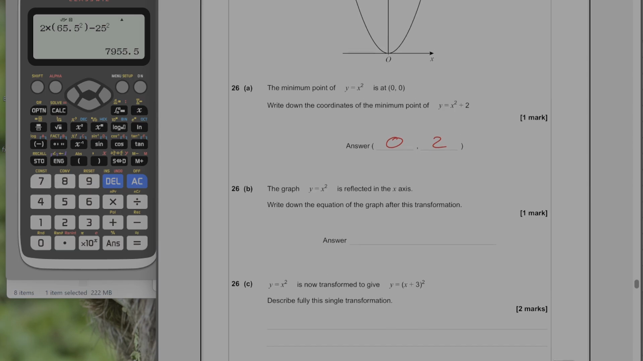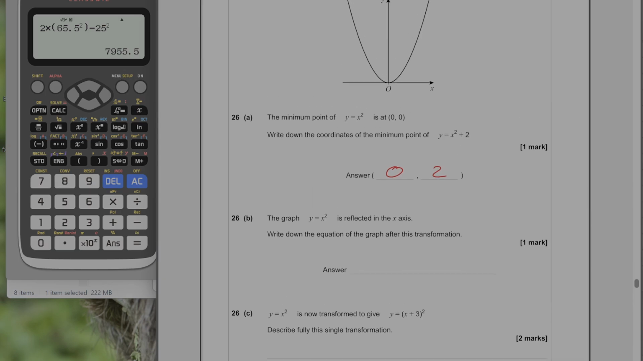And part B, the graph of y is equal to x squared is reflected in the x-axis. So reflection in the x-axis becomes, if we've got y is equal to f of x, y is equal to minus f of x. So write down the equation of the graph after this transformation. So y is equal to minus x squared.